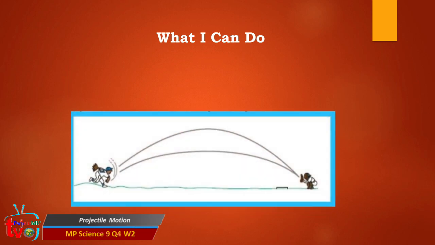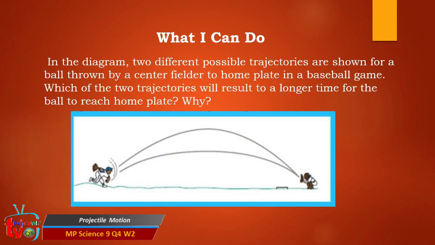In the diagram, two different possible trajectories are shown for a ball thrown by a center fielder to home plate in a baseball game. Which of the two trajectories will result in a longer time for the ball to reach home plate? Why? Justify your answer using the concept of projectile motion. Which trajectory did you choose? Let's try to see if your answer is correct.